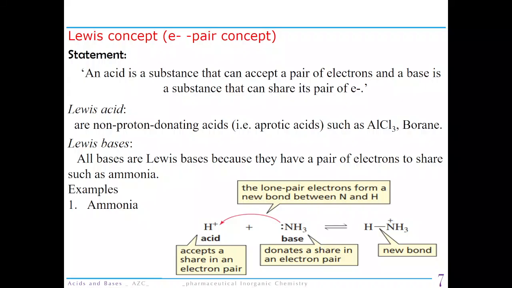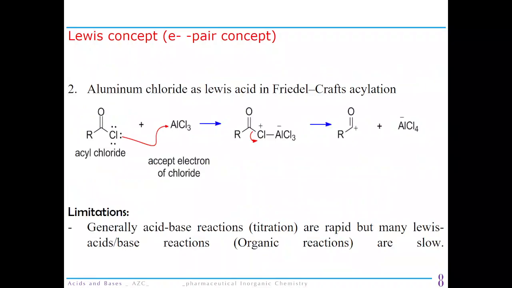Ammonia shares an electron pair with an acid. That means it is a base, according to the Lewis concept. Aluminum chloride acts as a Lewis acid in Friedel-Crafts acylation.